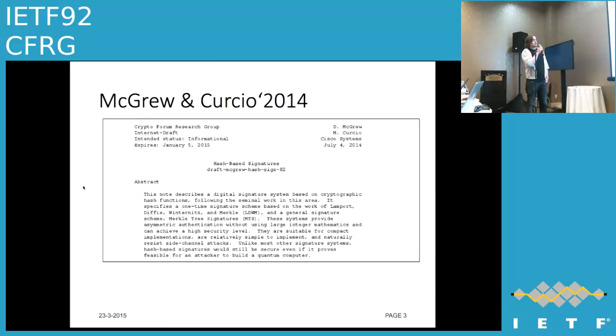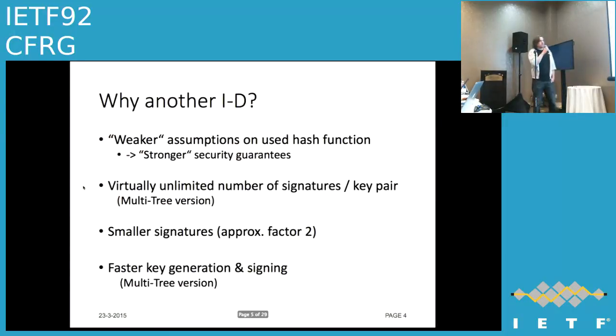There is a first draft by McGrew and Curcio, I think from last year, on hash-based signatures, which specifies the scheme developed by Merkle in the 70s. So why another internet draft?